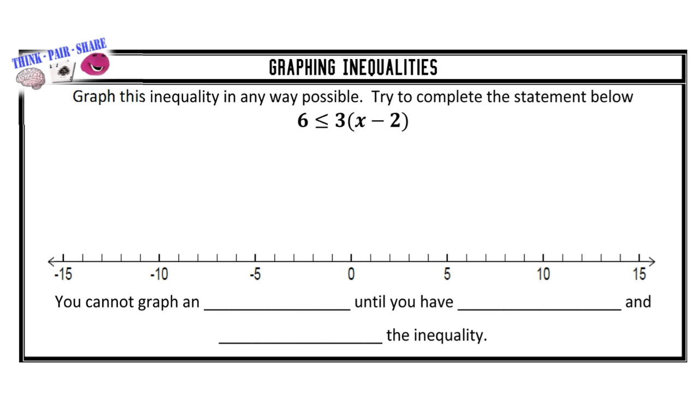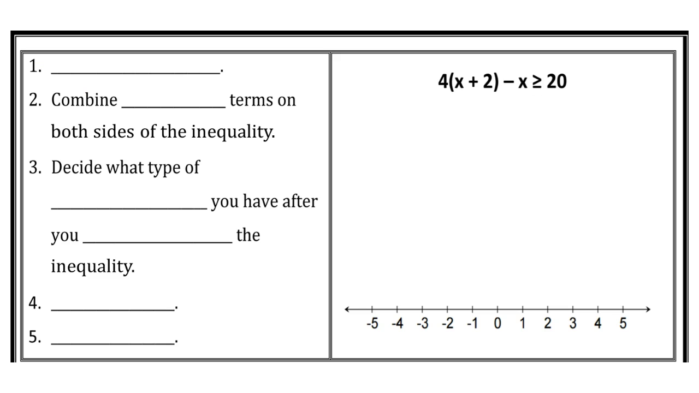On your own, try to solve and then graph this inequality. Keep in mind what we just reviewed about distributing in an equation. When I have a multi-step inequality that includes distribution, first thing I do is distribute. I see 4 times x plus 2, so I distribute to both of the terms. 4 times x is 4x. 4 times 2 is 8.